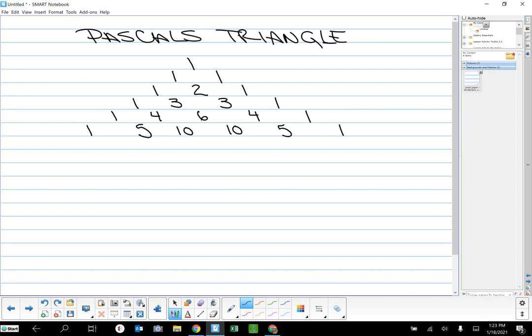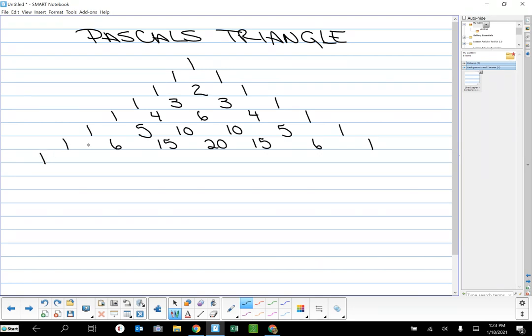1 on the outside. 1 plus 5 is 6. 5 plus 10 is 15. 10 plus 10 is 20. 5 plus 10, well, 10 plus 5 technically, doesn't matter, is 15. 5 plus 1 is 6. 1 on the outside. We'll keep going. One more row, and then you're going to add a few.